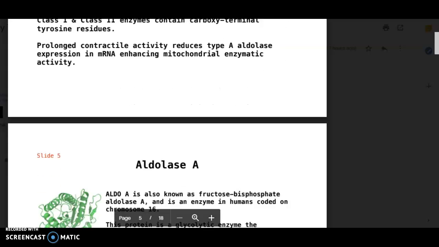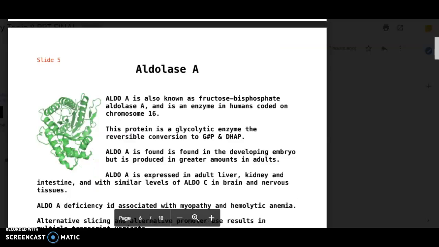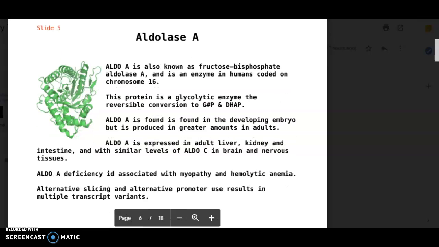Now we're going to start talking about the actual differences in the three types of aldolase. Aldo A, or aldolase A, also known as fructose-bisphosphate aldolase, is an enzyme that in humans is encoded by the ALDOA gene on chromosome 16. The protein encoded by this gene is a glycolytic enzyme that catalyzes the reversible conversion of fructose 1,6-bisphosphate to glyceraldehyde 3-phosphate and dihydroxyacetone phosphate. Three aldolase isozymes, A, B, and C, encoded by three different genes, are differentially expressed during development. Aldolase A is found in a developing embryo and is produced in even greater amounts in adult muscle.